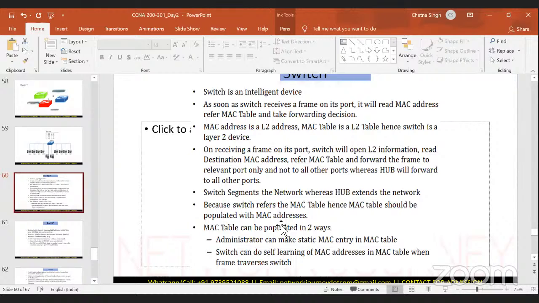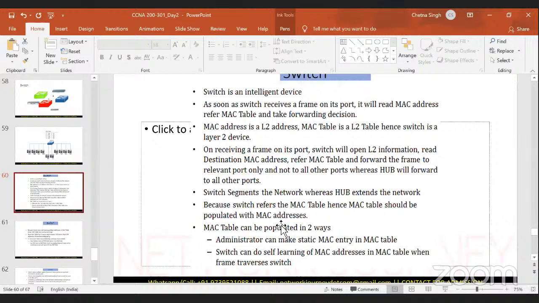MAC address is a layer 2 address. MAC table is a layer 2 table. Hence, switch is a layer 2 device. Why do we say that switch is a layer 2 device? Because it uses the MAC address for taking the forwarding decision. So it's a layer 2 address. Hence, we say it's a layer 2 device.